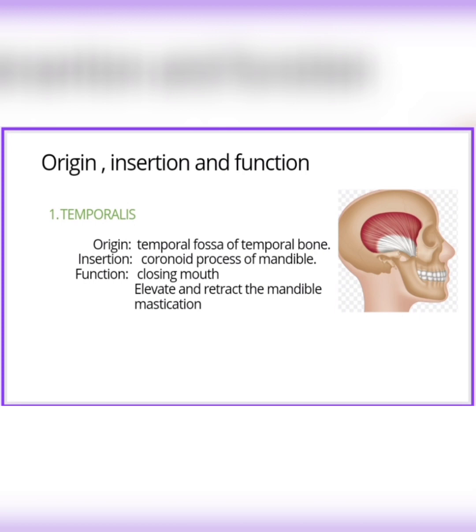First of all, I begin with the temporalis muscle. We all know that it is a big muscle. Its origin is from the temporal fossa of the temporal bone, and this muscle is inserted into the coronoid process of the mandible. The fibers of this muscle run upwards, so its main function is to elevate or retract the mandible. It is also helpful for closing the mouth and mastication.